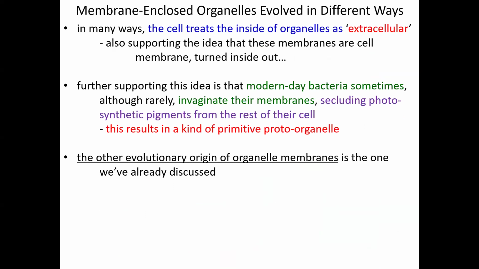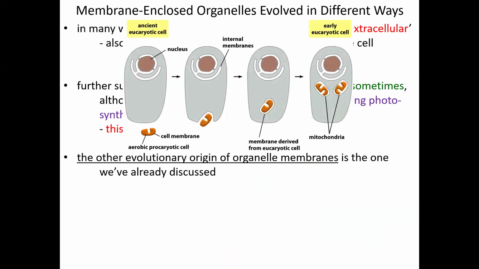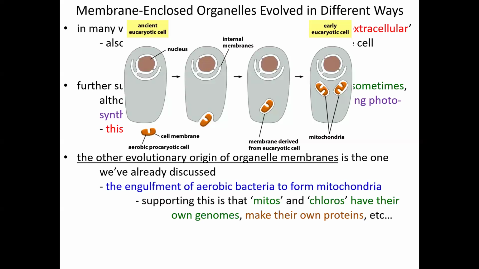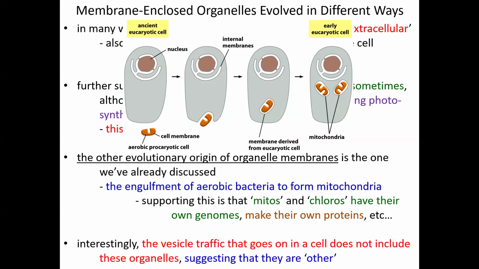The other evolutionary origin of organelle membranes is the one we've already discussed, the endosymbiotic hypothesis, where we've engulfed a prokaryotic cell and it became mitochondria. We did the same and it was a chloroplast, but again, we've talked about that before. Just highlighting now that these are not endomembrane evolutions. These organelles are different and privileged.